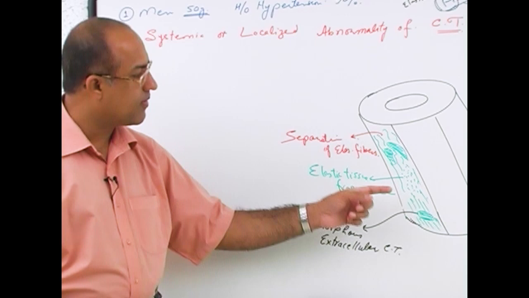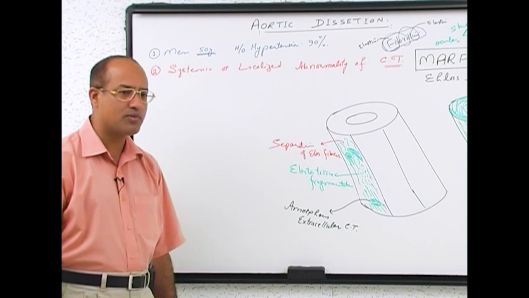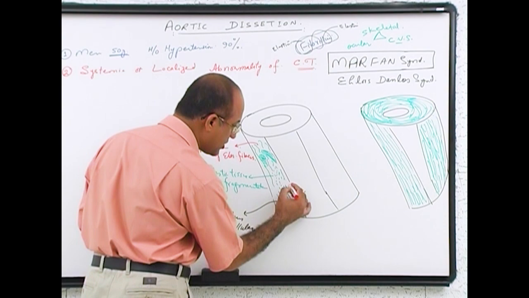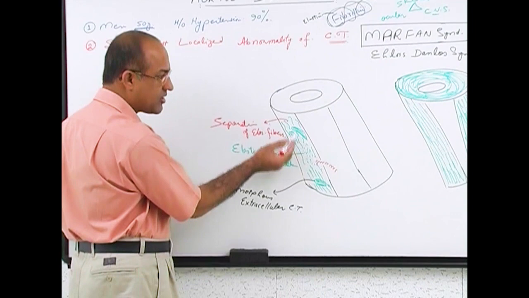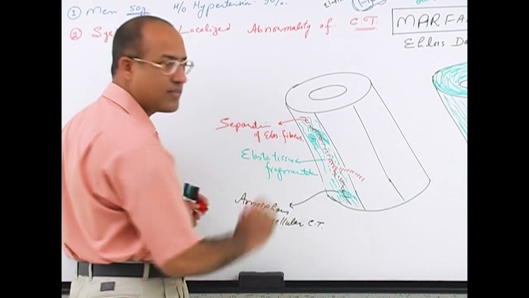Number two, there is fragmentation of elastic tissue. Number three, some areas look like cysts in which amorphous connective tissue is filled. All these things make the media strong or weak? Weak. So at the top, if there is some precipitating cause, like high blood pressure, that may help the blood to track through the intimal tear into the media. And as soon as this blood under pressure discovers that the media is weak, it will start dissecting upward in between the layers. I hope now you understand what is happening.